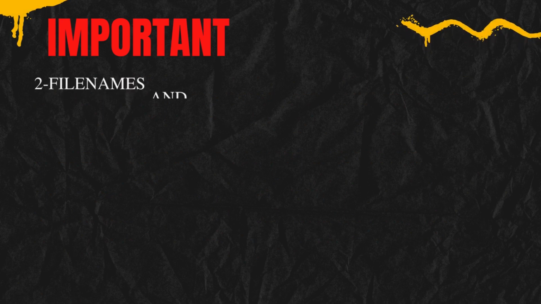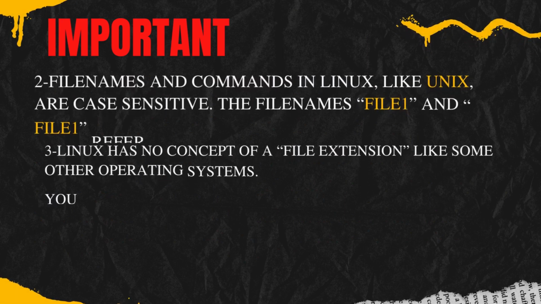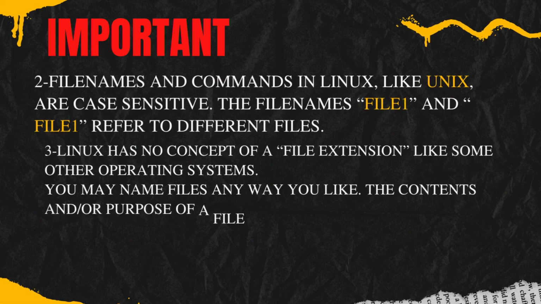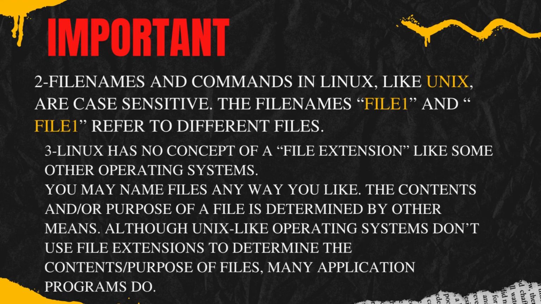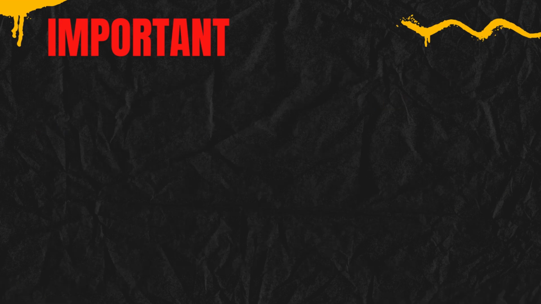File names and commands in Linux, like Unix, are case sensitive. The file names File1 and file1 refer to different files. Linux has no concept of a file extension, like some other operating systems. You may name files any way you like. The contents and/or purpose of a file is determined by other means. Although Unix-like operating systems don't use file extensions to determine the contents or purpose of files, many application programs do.